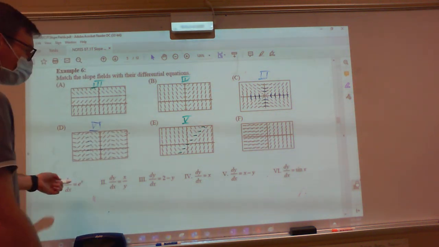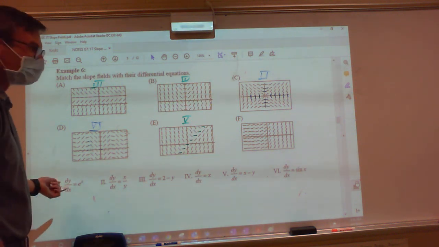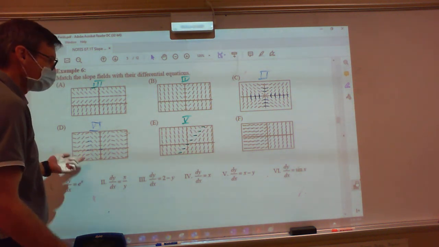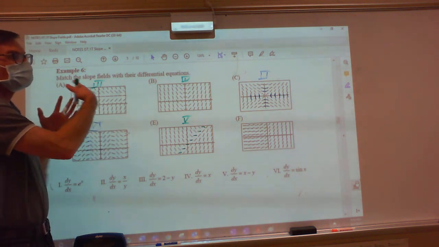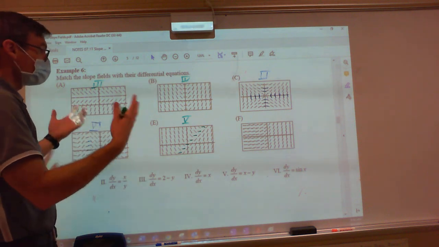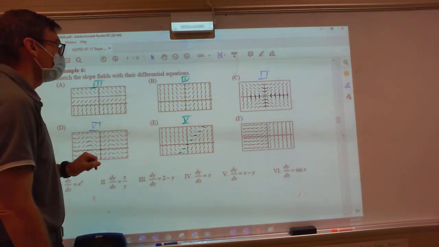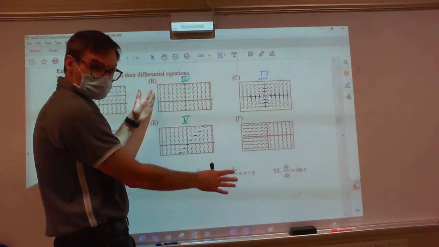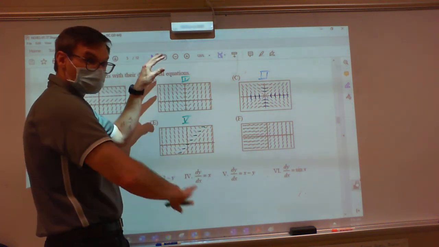And the last one, just by process of elimination, has got to be this one. Again, these are very typical questions. It's usually a multiple choice question, one way or the other. They either give you the slope field and a choice where you have to pick the function, or they give you a function and a choice of slope fields.